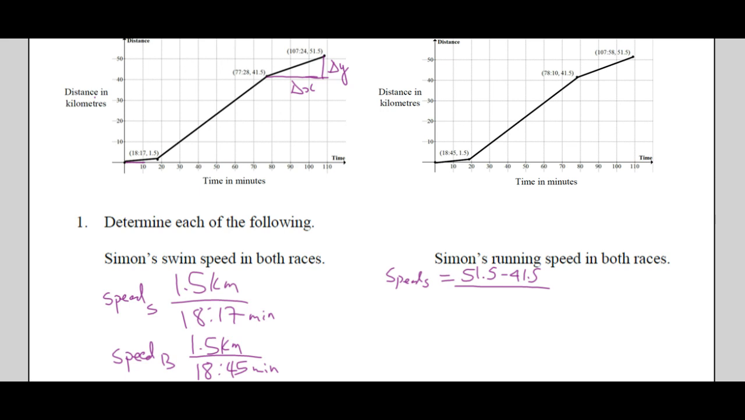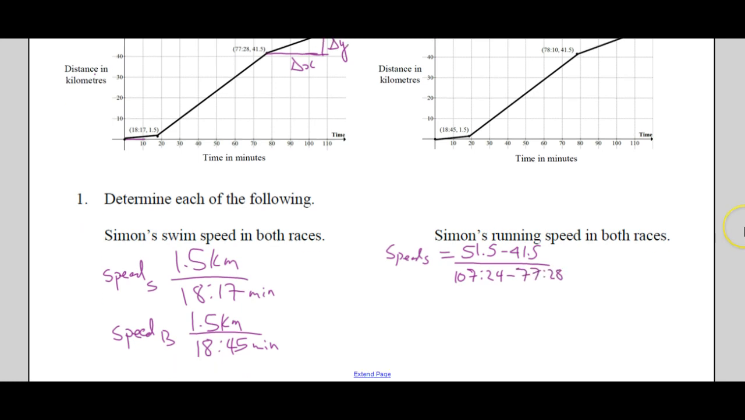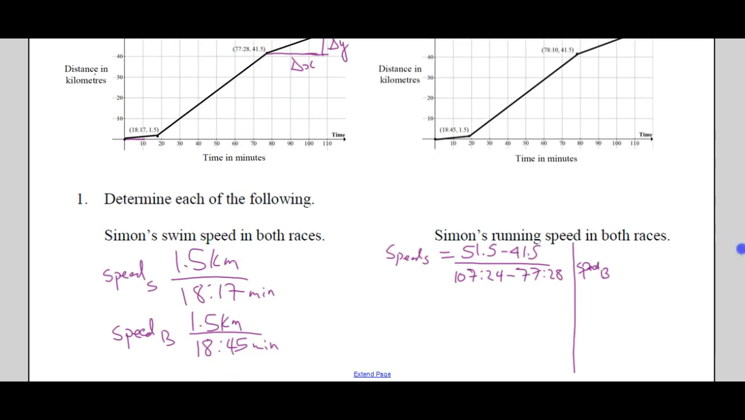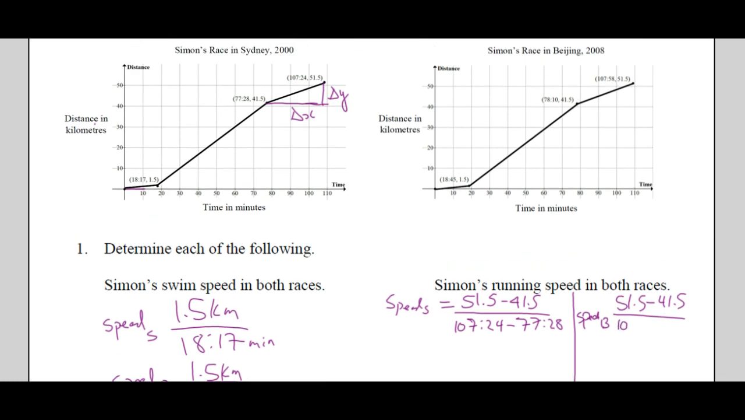And at the bottom here we have 107:58. Oh, sorry, we're doing this one: 107:24 minus 77:28. Okay, and the speed for Beijing, speed little b, is 51.5 minus 41.5 over 107:58 minus 78:10.